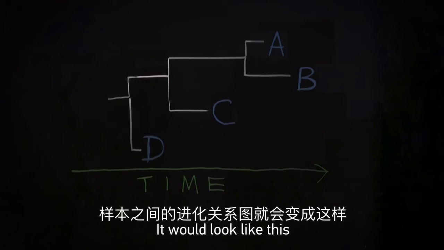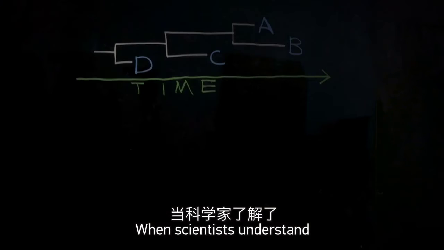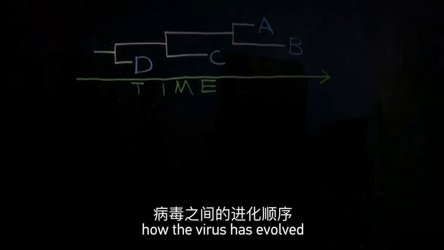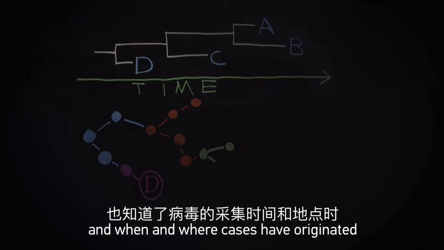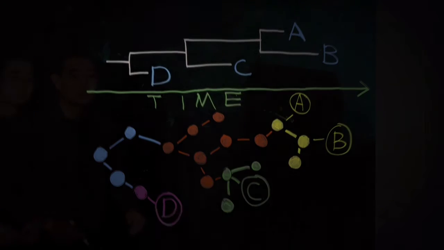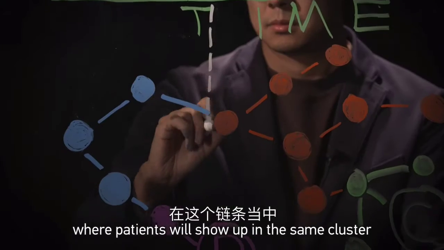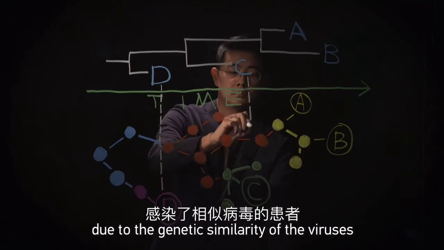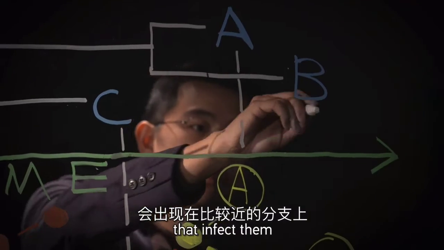It will look like this. When scientists understand how the virus has evolved and when and where cases have originated, they can figure out the transmission chain, where patients will show up in the same cluster due to the genetic similarity of the viruses that infect them.